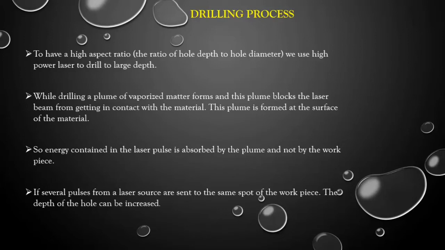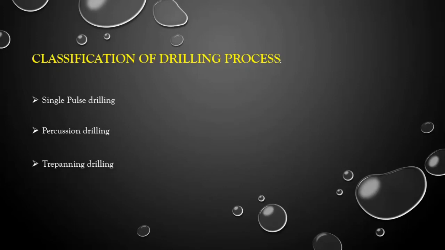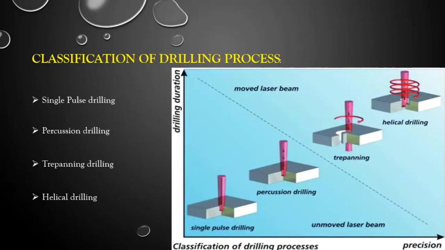With the help of this process, we are going to classify the drilling process. There are 4 classifications: single pulse drilling, percussion drilling, trepanning drilling, and then helical drilling. Of these 4 classifications, the first 2 use an unmoved laser beam, and the last 2, that is trepanning drilling and helical drilling, are moved laser beam techniques. This graph represents precision versus drilling duration.